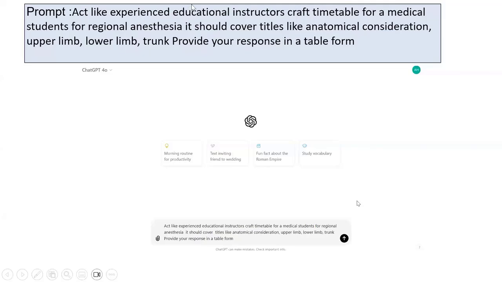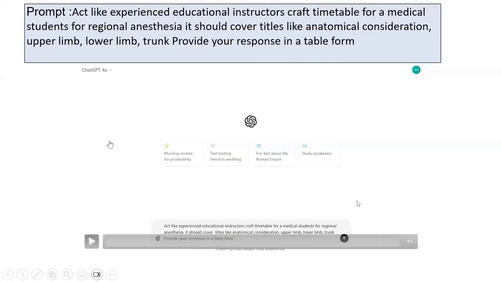So first of all, ChatGPT should play the role of an experienced educational instructor. You ask it to create the timetable. Then this timetable is for medical students. This is the detail of the course, and this is the outcome of the response.